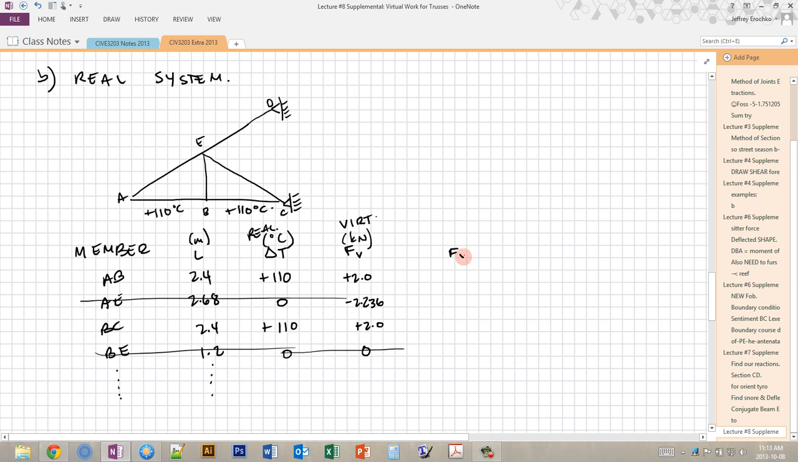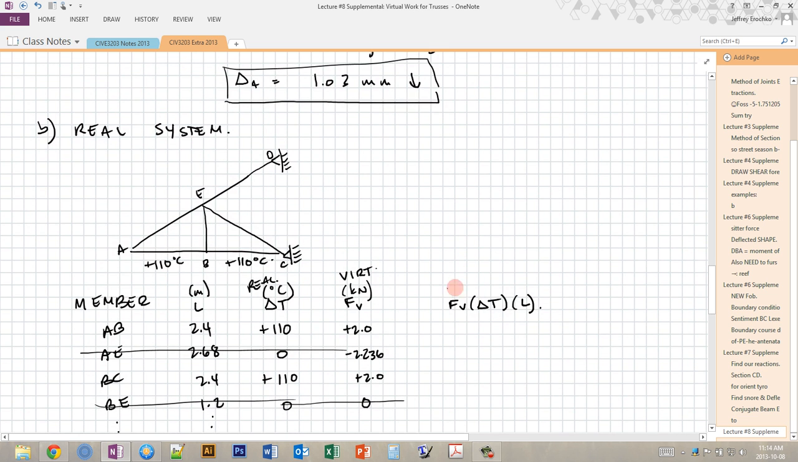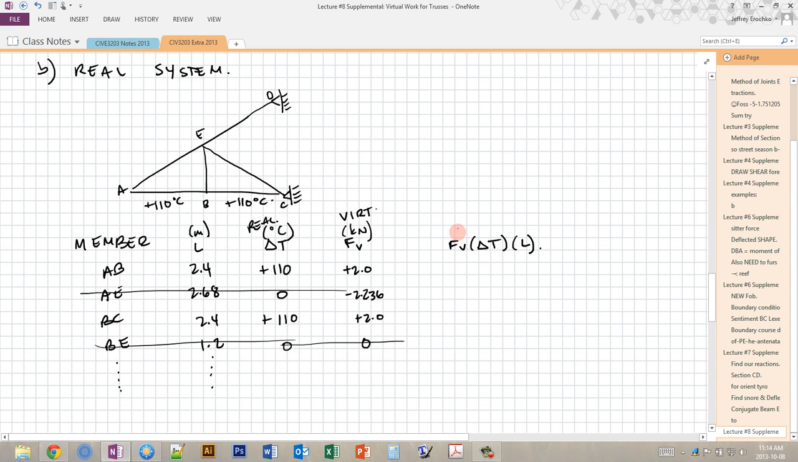Alright, and so now since we're doing a temperature calculation, then instead of doing FV times FL, I'm going to do FV times delta T times L. And we'll see how that's going to give us a sum that's going to allow us to calculate the total virtual work. And the units for this is going to end up being kilonewton meters per degree Celsius. So we're just going to multiply these numbers together. So 2 times 110 times 2.4, we get 528. This is positive because all these numbers are positive.